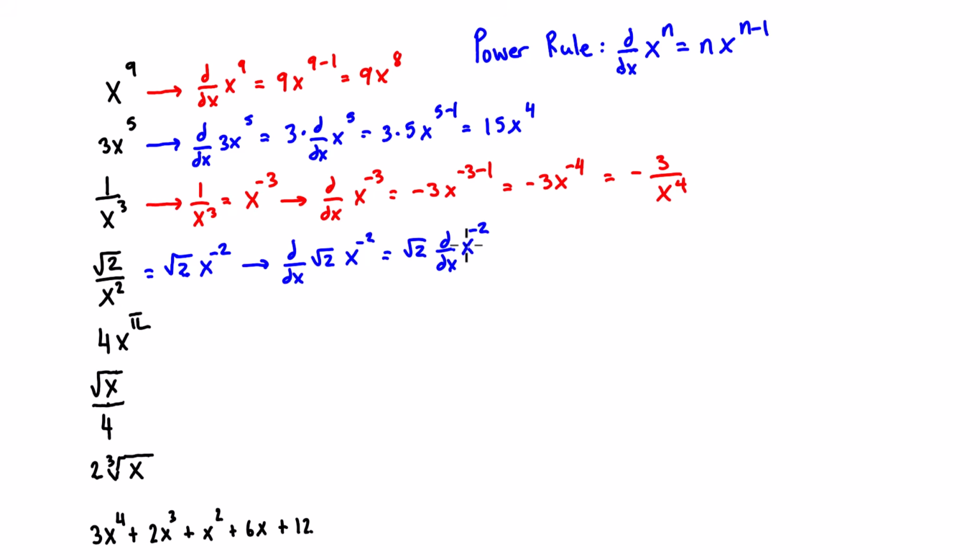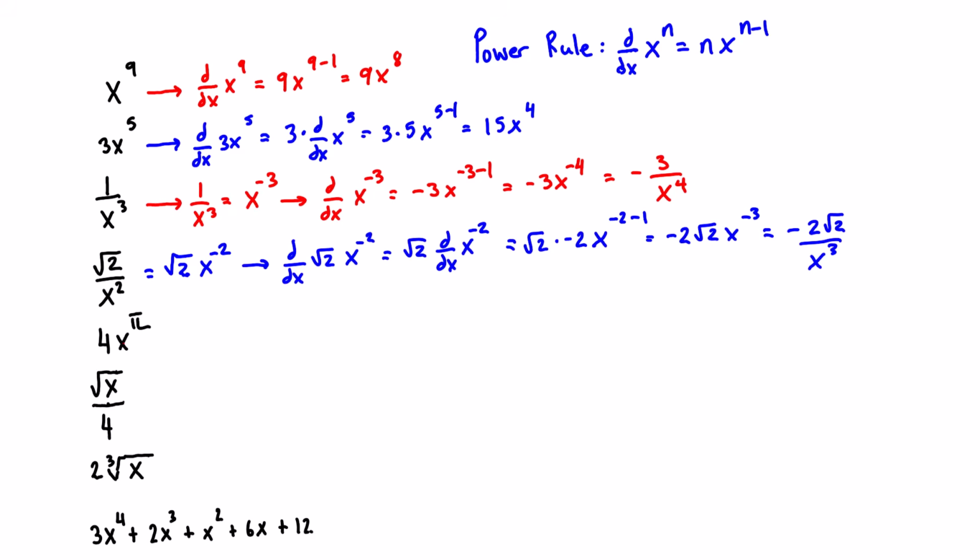And here we can really easily see what we need to do with the power rule. So we're going to bring down that negative 2, which is our n. So we have root 2 times negative 2 times x, and then we have n minus 1. So we had negative 2 minus 1 in the exponent. So this simplifies a little bit to negative 2 root 2 x to the negative 3, and we might want to bring down that negative exponent into the denominator, so we're going to be left with negative 2 root 2 over x to the power of 3 for the derivative of root 2 over x squared.